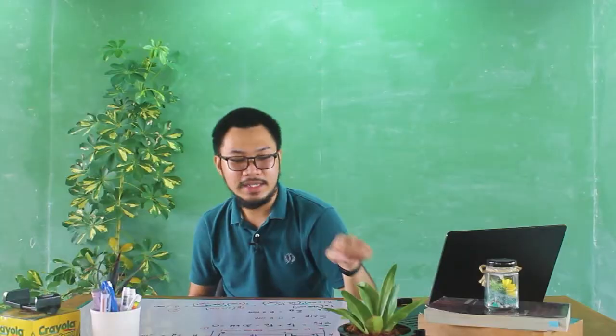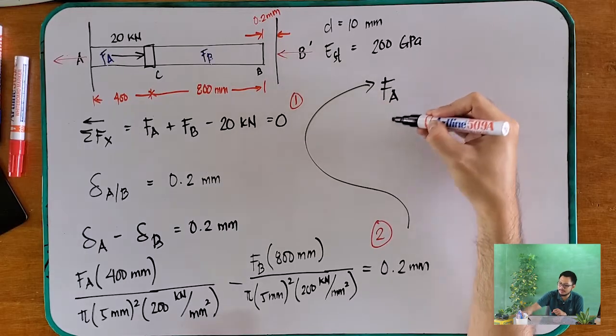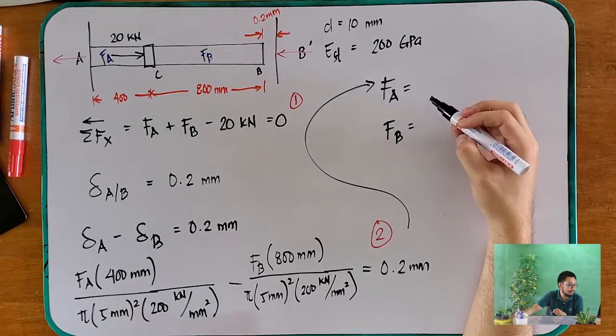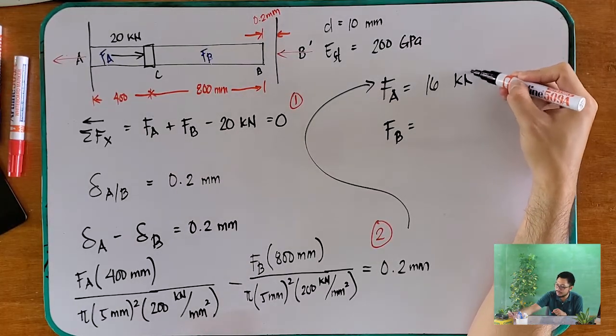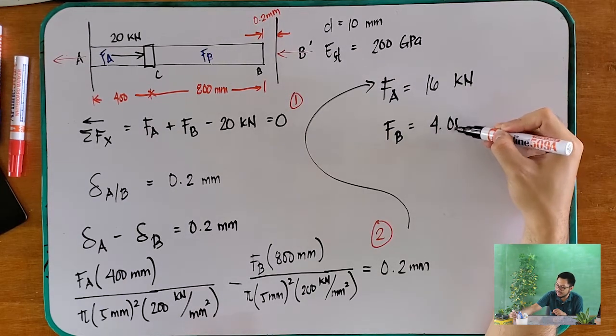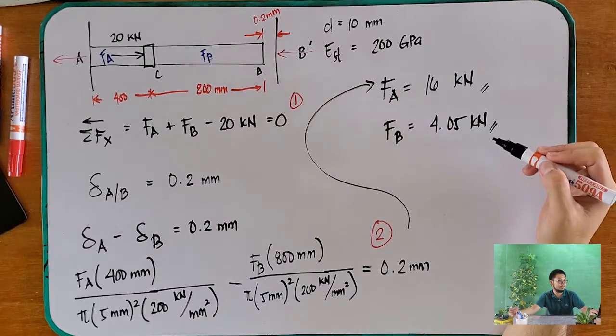Okay? And by using your calculators and your knowledge in algebra, you will arrive on the answer that your FA and your FB is equal to, for your FA, 16 kilonewtons, and for your FB, 4.05 kilonewtons. Okay? So, understood?